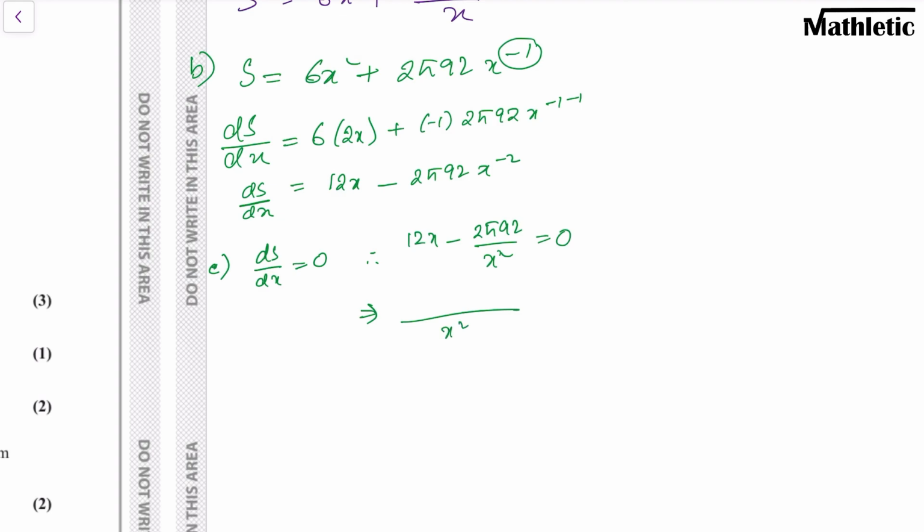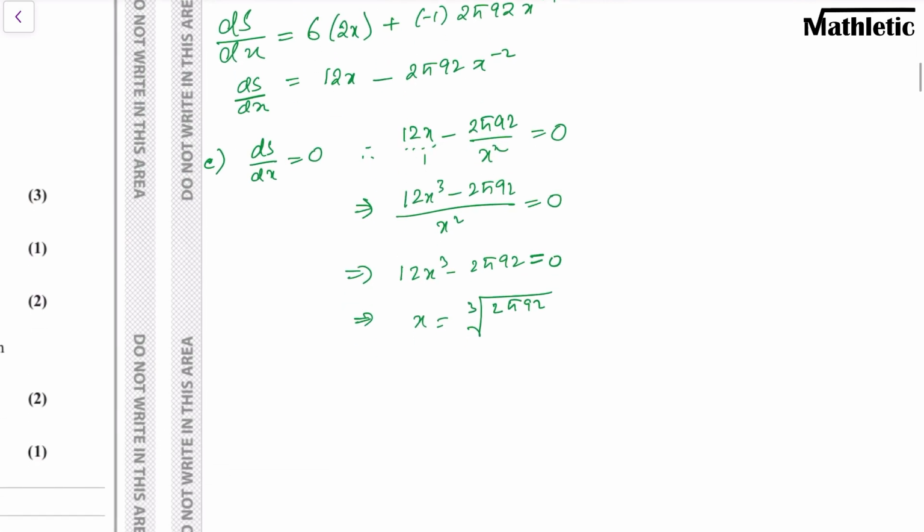So if I take the LCM, you have a 1 over here. So 12x into x square will give us 12x cube minus 2592 equals 0. This will be multiplied by 0, giving us 0 on the right side. So x is basically the cube root of 2592 divided by 12, which gives us x equals 6.